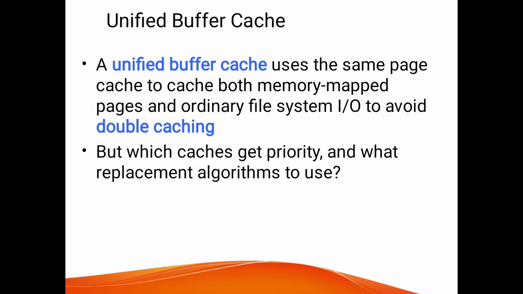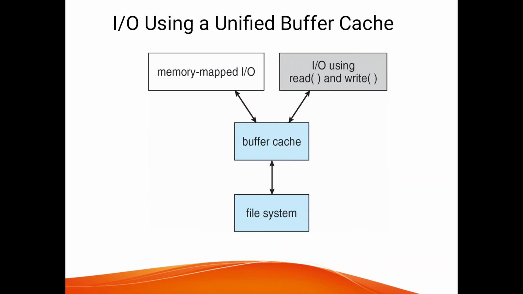So the unified buffer cache. The unified buffer cache uses the same page cache to cache both memory mapped pages and ordinary file system IO, to avoid double caching. So when we use a file system with the buffer cache, it can communicate with the input output requests for the read and write operations and the memory.